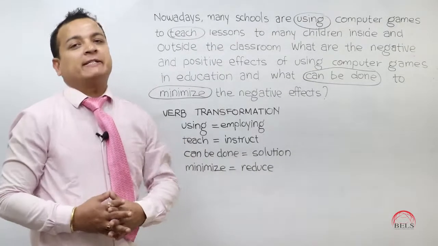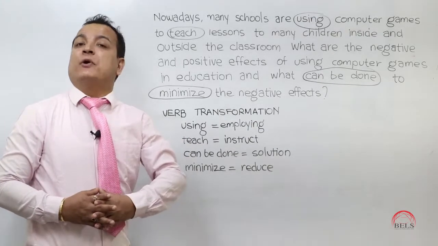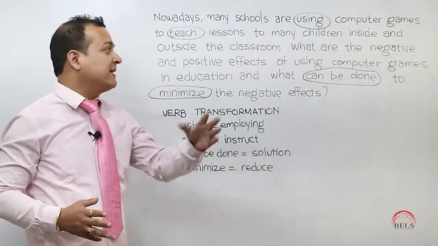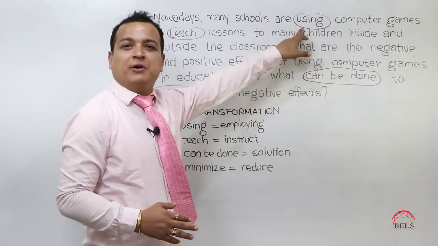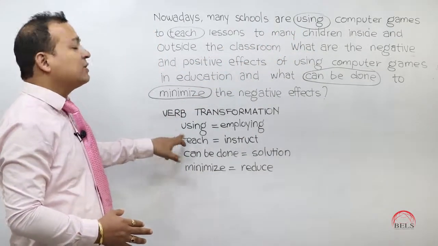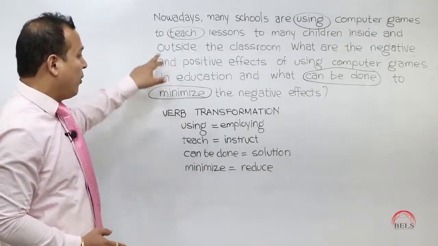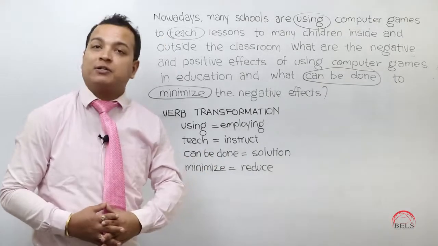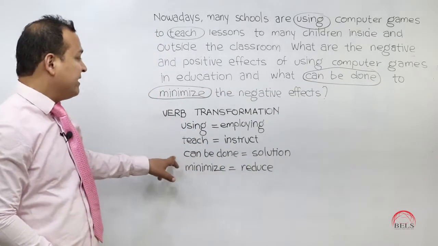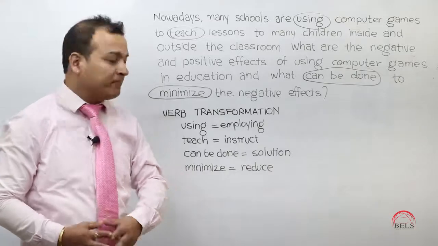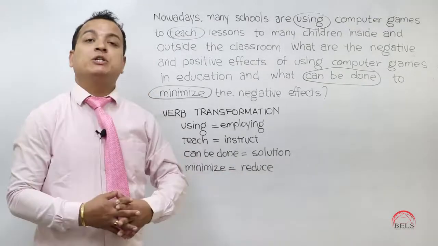We have already discussed use of synonyms. Now, how to use verb transformation, that I'm going to tell you in the same question. Now, we have circled the verbs here. Using is a verb. We are converting using to employing. The second verb we have is teach. We have converted it to instruct. The third verb we have here is can be done. The can be done we have converted to solution. The fourth one is minimize. Minimize we have converted to reduce.